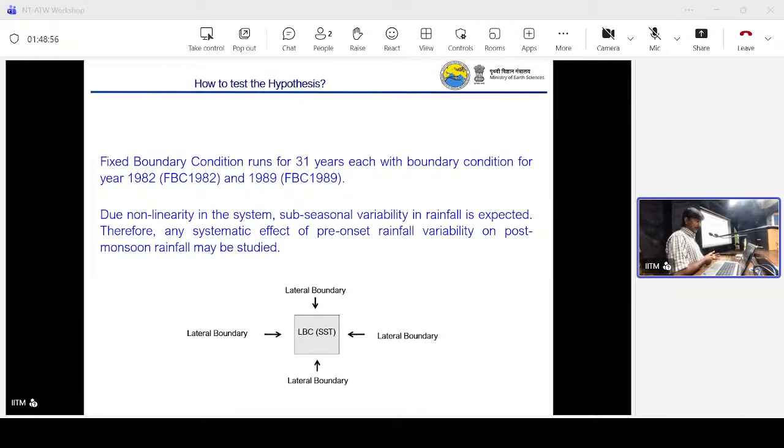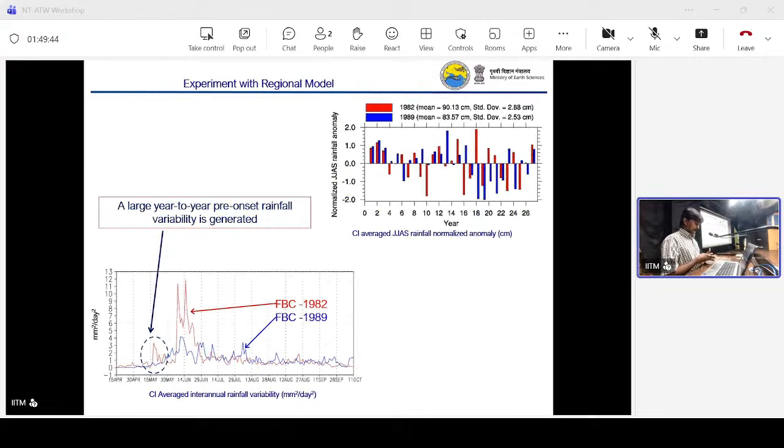So how do we test this? As I mentioned, a model is a tool we can use to test our hypothesis. We use a regional model in this case because it is very useful. By design, the experiment was that you use the regional model and force your boundary condition repeatedly year by year, and then see if some initial perturbation is randomly generated in the model in the pre-monsoon time, and if it is generated, how it is affecting CISO. That is the idea. We have done this from 82 and 89. We chose 82 as a dry monsoon year and 89 as a normal monsoon year, and we ran for 31 years, just repeating the same boundary condition, and see how the internal variability is inside the model.